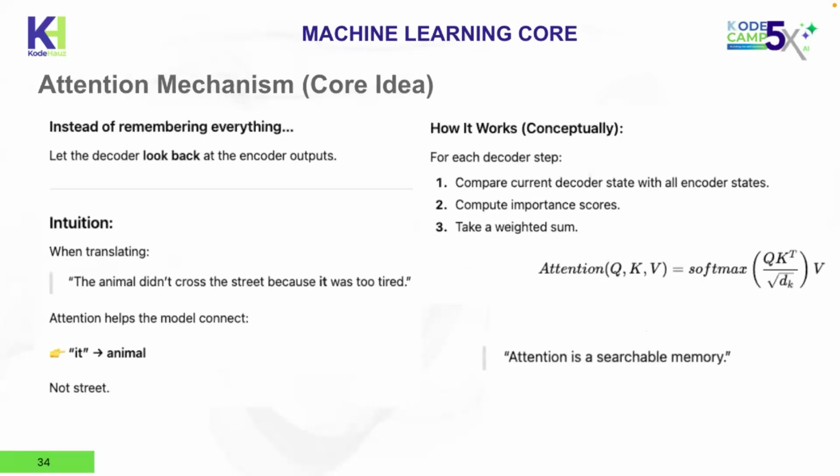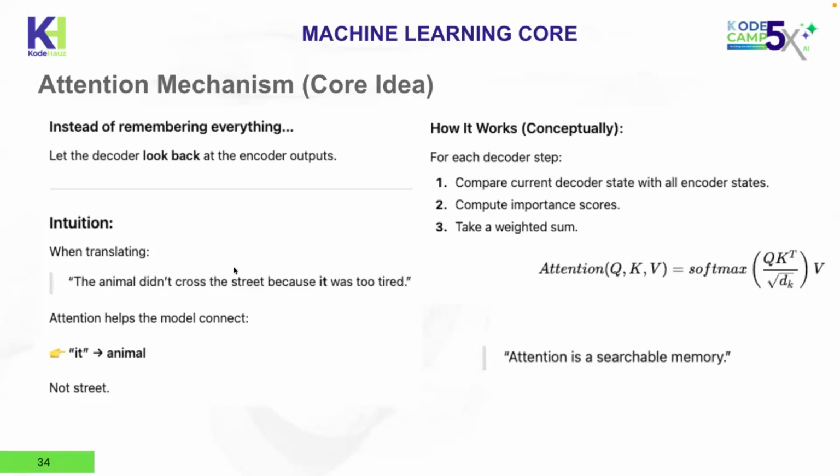And the idea behind attention mechanism is that the decoder doesn't need to remember every single input, right? In generating its output, the decoder only needs to look back at all the encoder outputs, right? But it only needs to select what matters, okay?